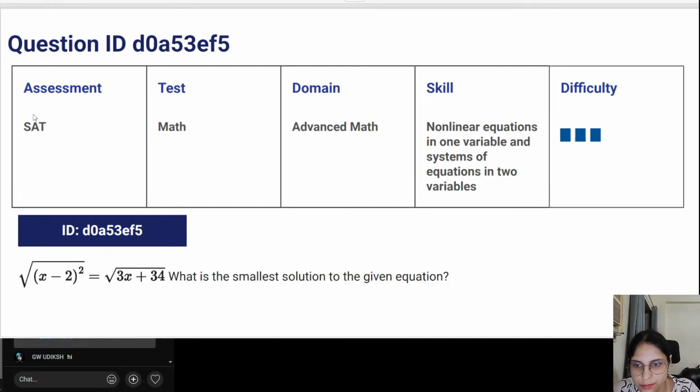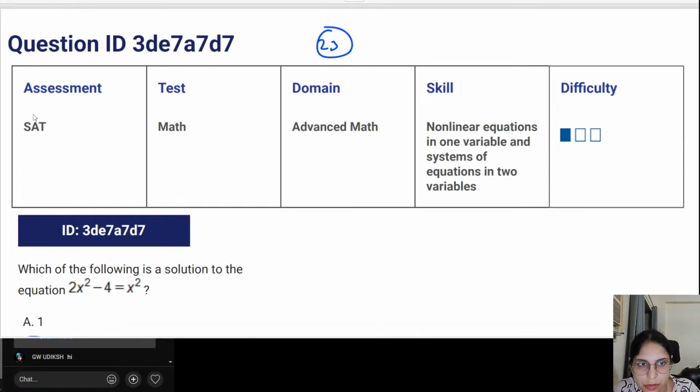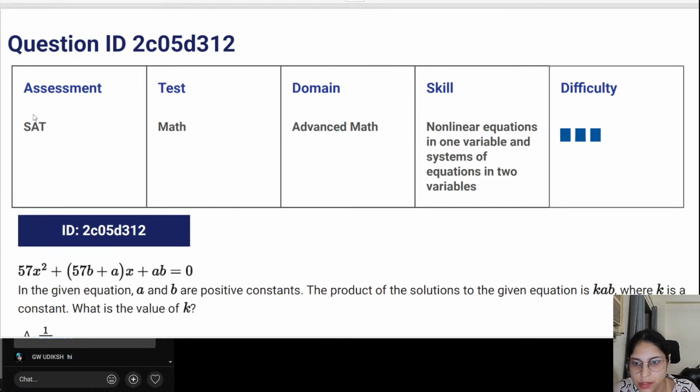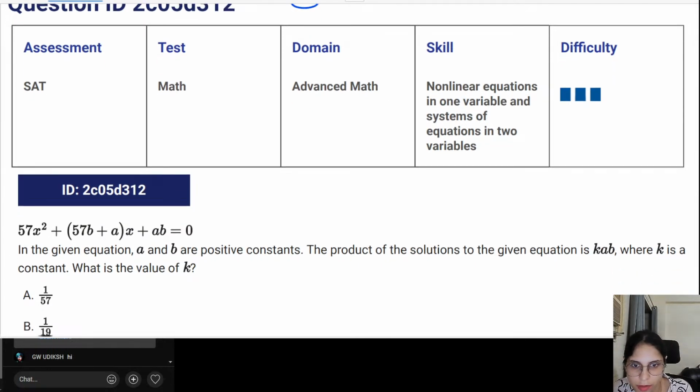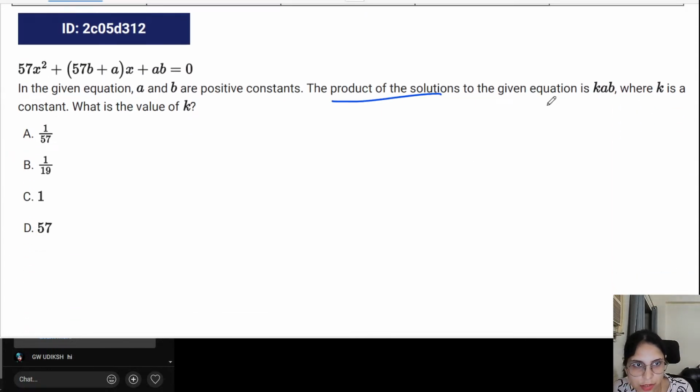This is not quadratic, so leaving it for now. This one is 25. Okay, product of the solutions is KAB. So you have 57x squared plus, for here no need to go to Desmos.